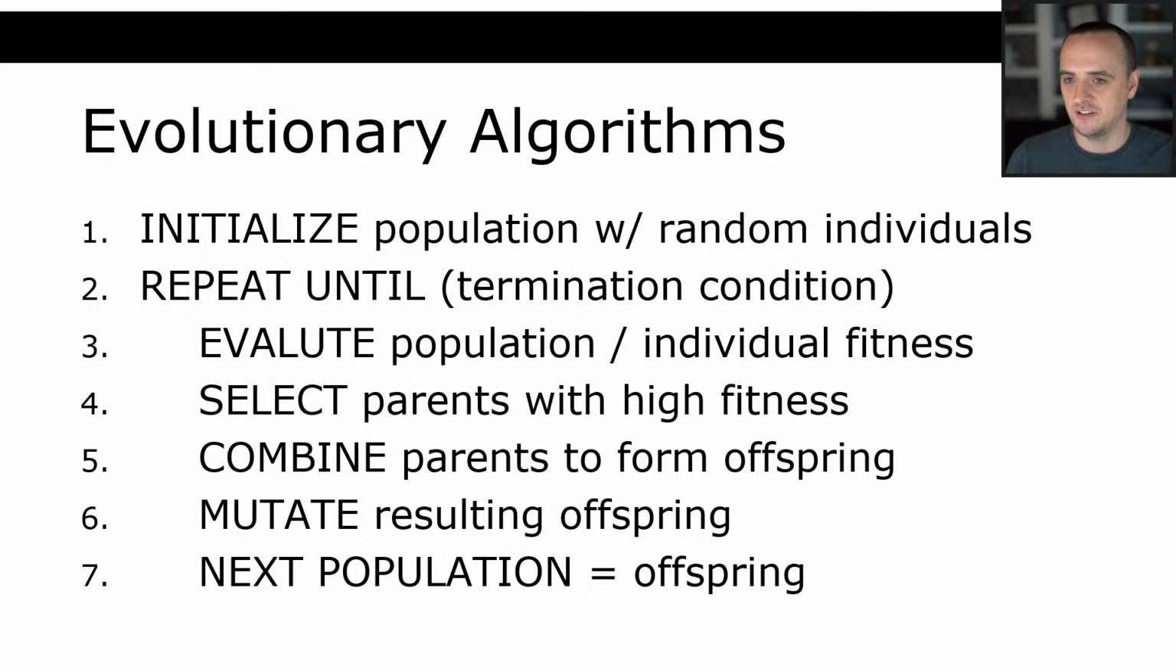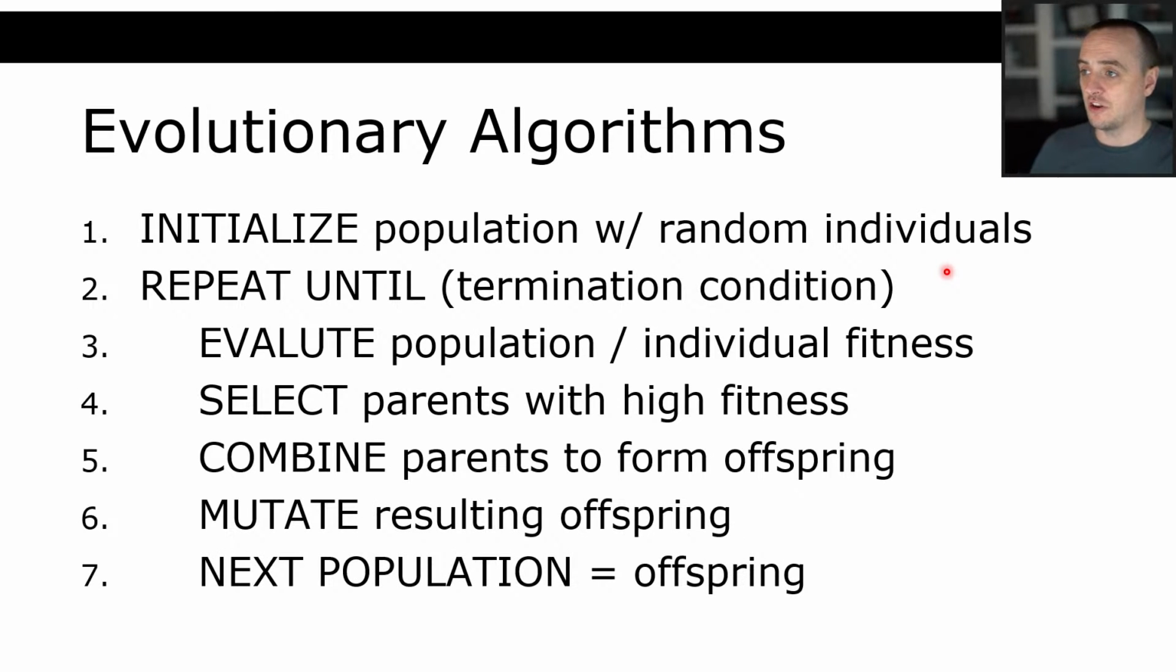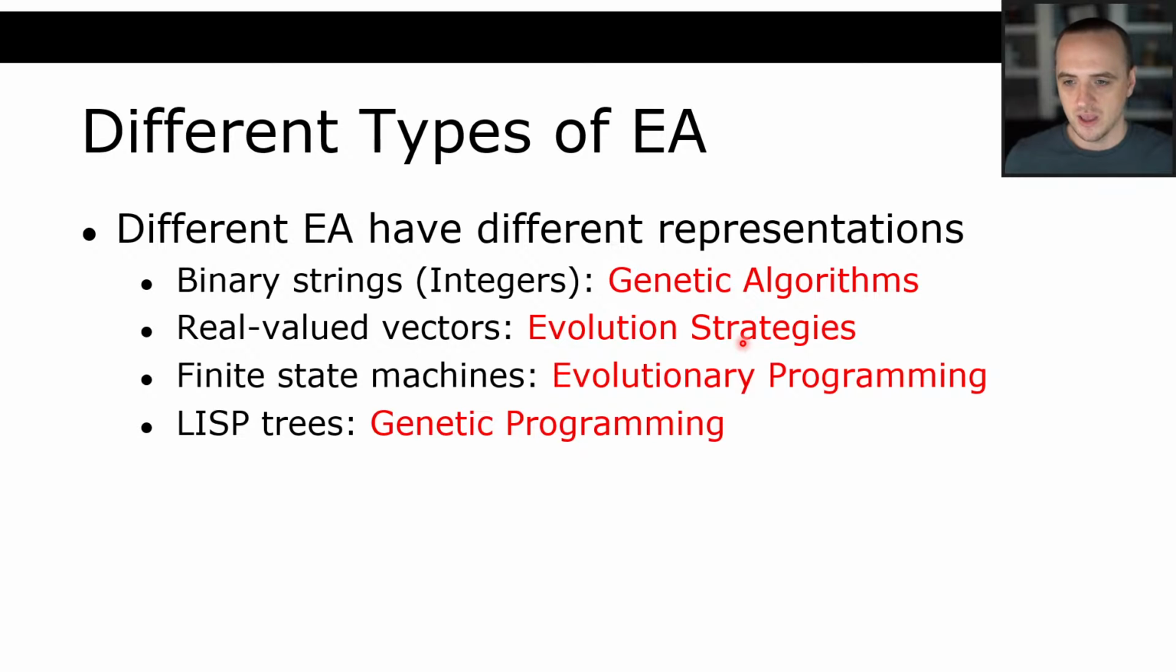But what differentiates the evolutionary algorithms are their representations. So if you have an evolutionary algorithm and your genetic representation, the genotype, is binary strings or integers, then you have a genetic algorithm. If I talk about a genetic algorithm, it still uses this exact process. However, the individuals are represented by integer or binary strings. If I talk about evolutionary strategies, the only difference really is that instead of using integers, we have real valued vectors.